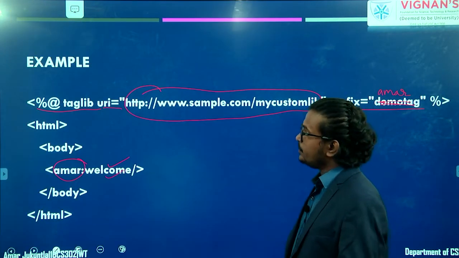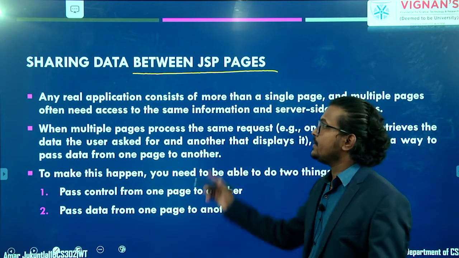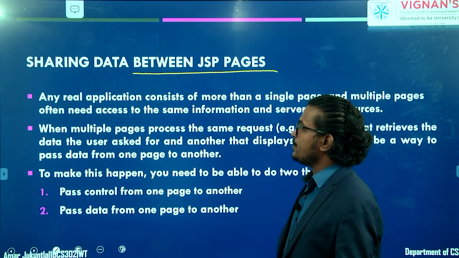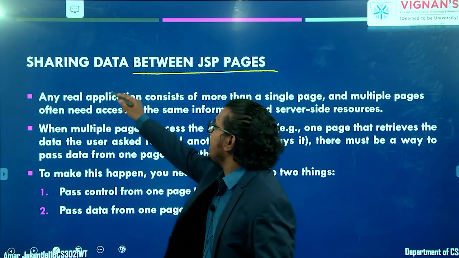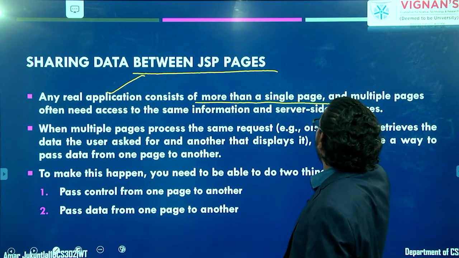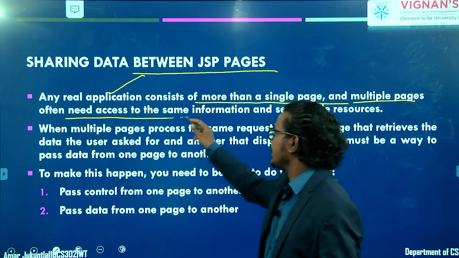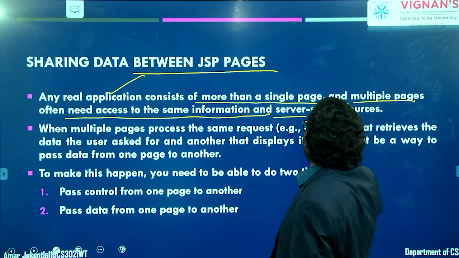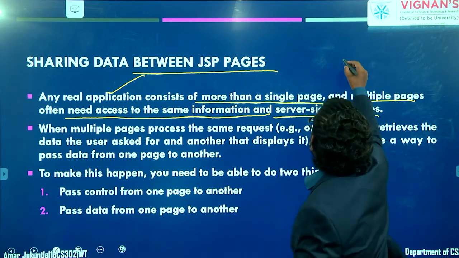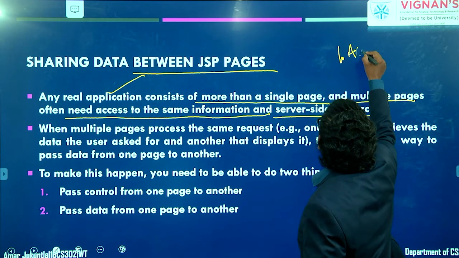So the next topic is sharing the data between JSP pages. What does sharing the data between JSP pages mean? In any real application consisting of more than a single page, multiple pages often need to access some information and server side resources. For example, we have page 1, and in page 1 we are accessing some data.